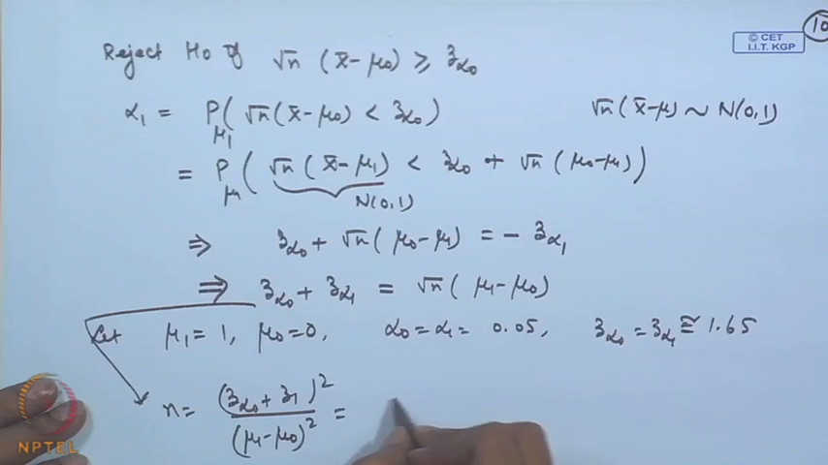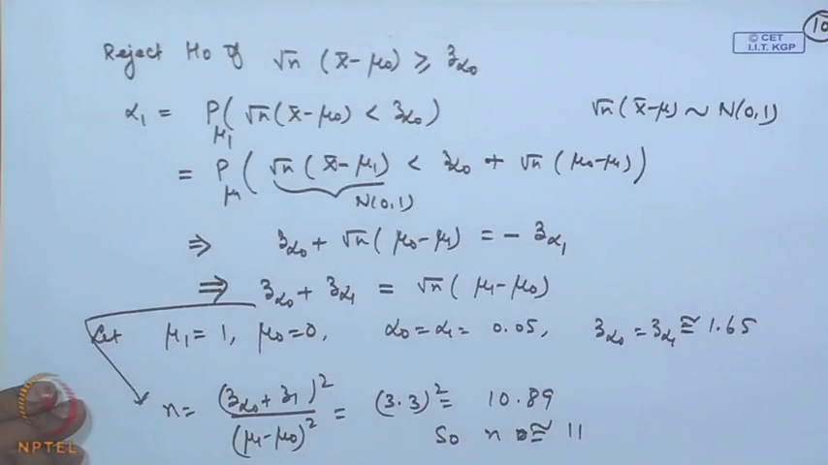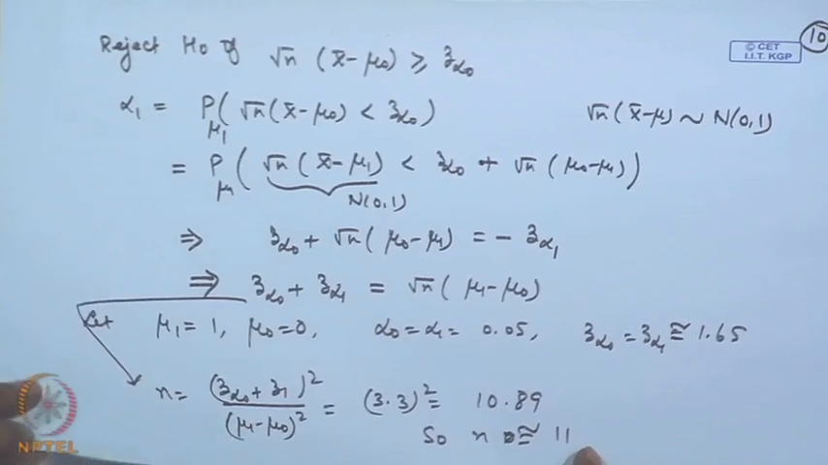That is equal to 3.3 square, which is approximately 10.89. So n is approximately 11. That means we need 11 observations for achieving a power of 0.95 when the type 1 error size is equal to 0.05. To achieve the power 0.95, I need 11 observations. Okay.